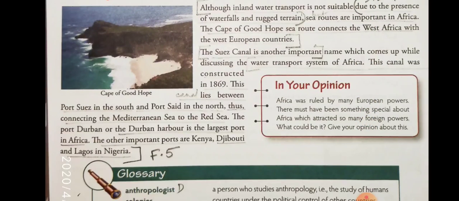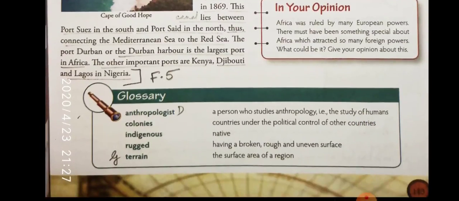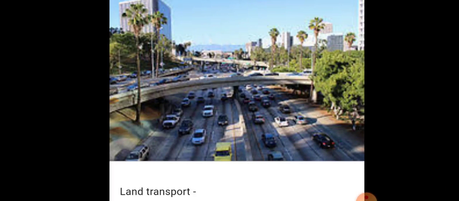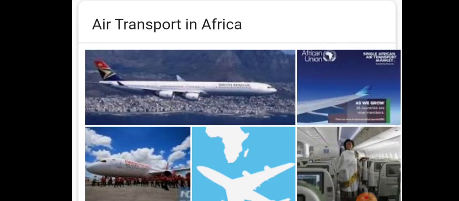Now, the next is air transport. This is land transport. And the next is air transport. It is an important transport medium for the people of Africa, as the unfavorable terrain of the continent is an obstacle for a greater network of land transport. Thus, for international as well as domestic purposes, airways are necessary. The major international airports are located in Cairo, Durban, Nairobi, Cape Town, Accra and Addis Ababa.